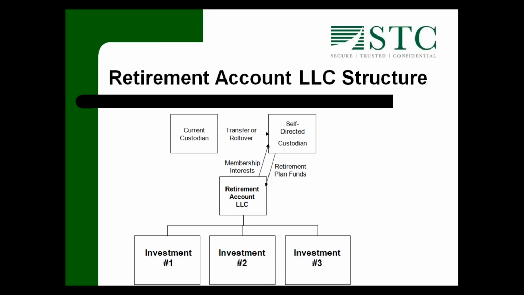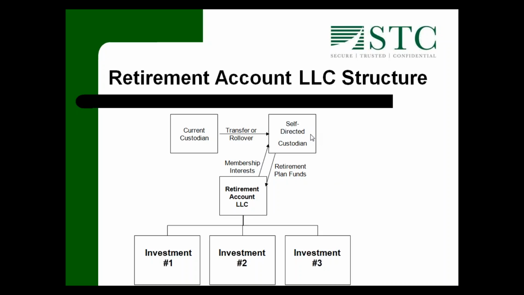So this is just a little schematic of how the setup would work. You'll see on the upper left, current custodian. If you have a current account and you decide you want to open an account with us, you would fill out some paperwork that would direct your custodian to transfer or roll over the funds to our self-directed custodian. While that is happening, we would be setting up the LLC in the state of your choice.